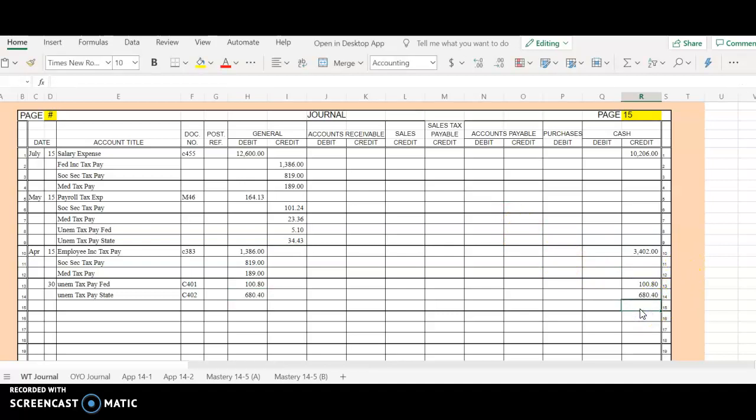Okay, so that's the end of the instructions for the work together problems for chapter 14.